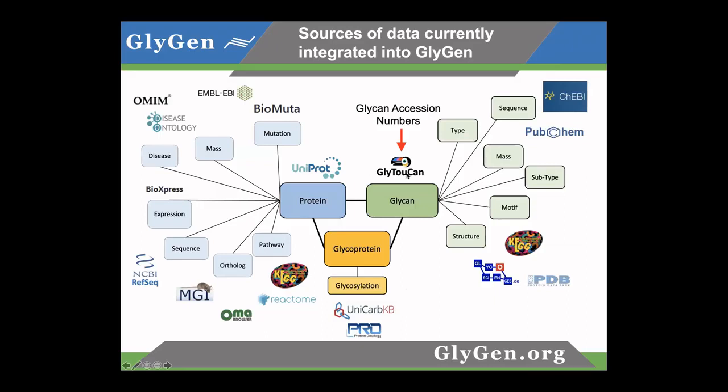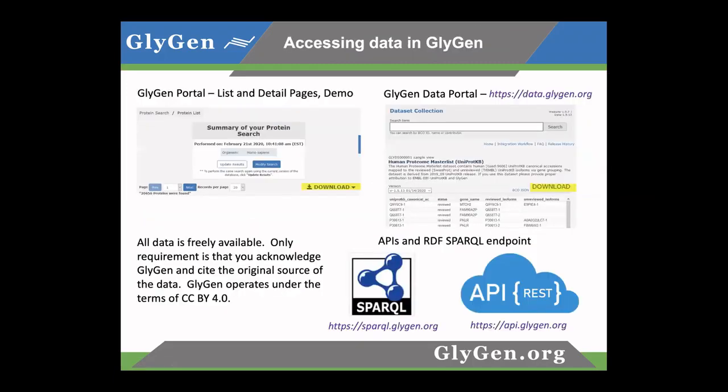So again, just to reinforce, there's three core domains of information that GlyGen integrates: protein data, glycoprotein data, and glycan data. And these are the ways that one can enter this database that I'll show you. I also want to point out, and Raja will take you through this in more detail, that the data in GlyGen is freely available. The only requirement is that you acknowledge GlyGen and the original source of the data, which is visible in the resource, and point out that GlyGen operates under the terms of CC BY 4.0 in terms of reporting. So GlyGen data is freely available in the portal.